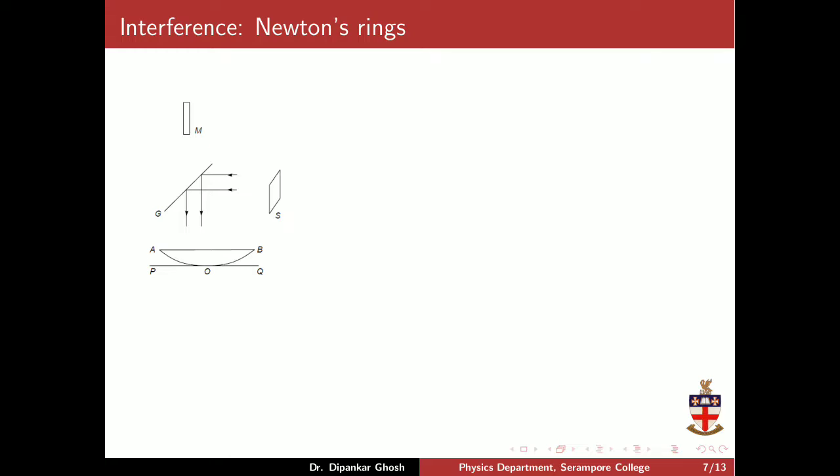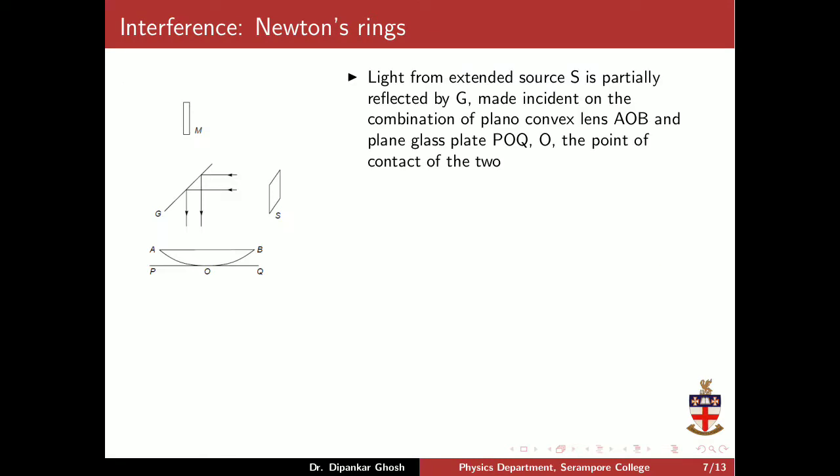Now, the most interesting part of interference by division of amplitude, namely interference by Newton's rings. So this is the arrangement of the Newton's rings. You can see the diagram is given. Light from an extended source S is partially reflected by G and made incident on the combination of plano-convex lens AOB and plane glass plate POQ. O is the point where this plano-convex lens AOB and PQ are touching each other.